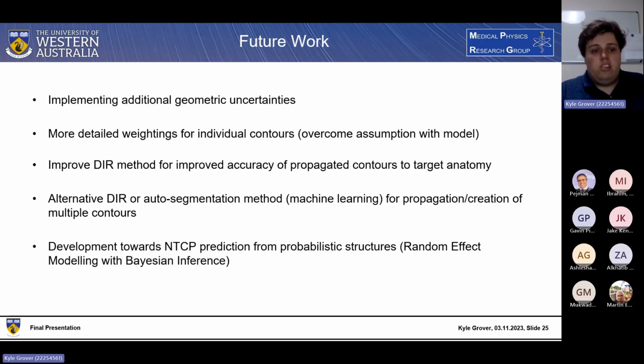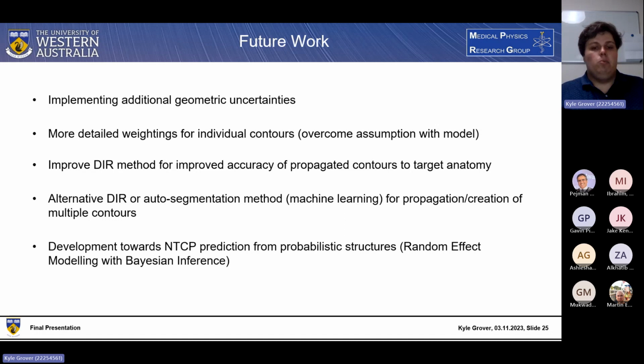In terms of the future work that this could lead to, this would include looking to implement additional geometric uncertainties in the overall definition. Obviously, if we want to consider this as an entirely new clinical framework, we need to implement a lot more geometric uncertainties into this definition.